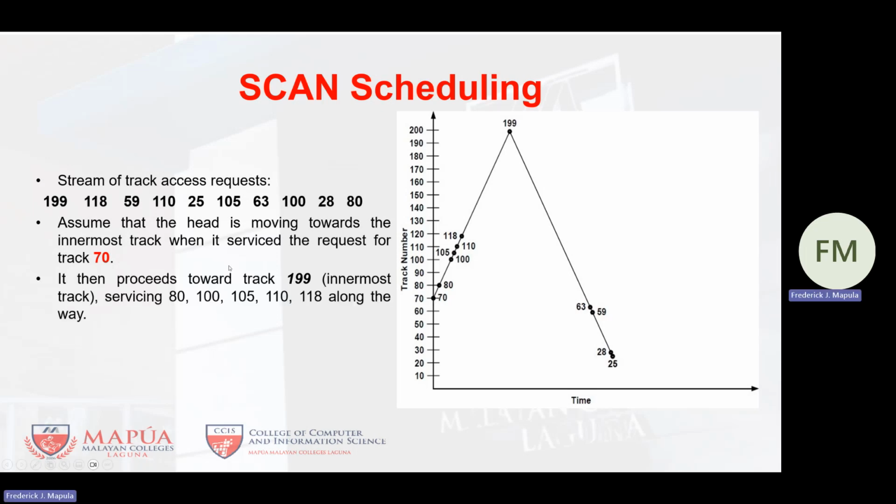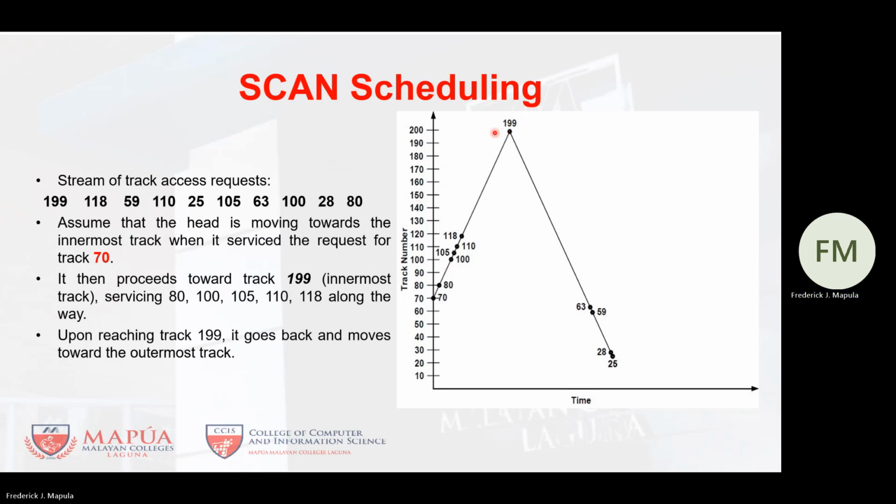And then it proceeds towards track 199. From 70 it goes to track 99. Okay? And then it's servicing 80, 100, 105, 110, and 118 going to 199.